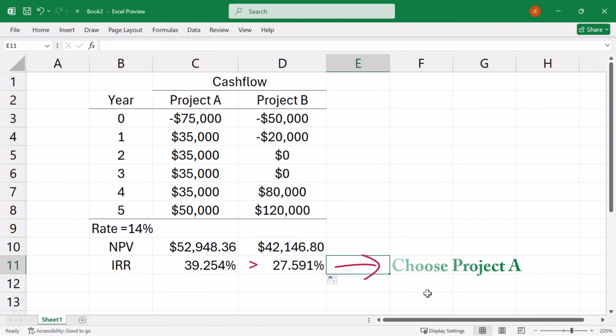This agreement is very important. NPV and IRR should always lead to the same conclusion when comparing mutually exclusive projects. And that's it for this video.